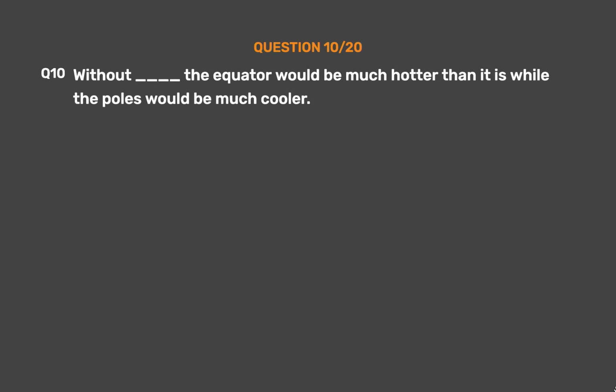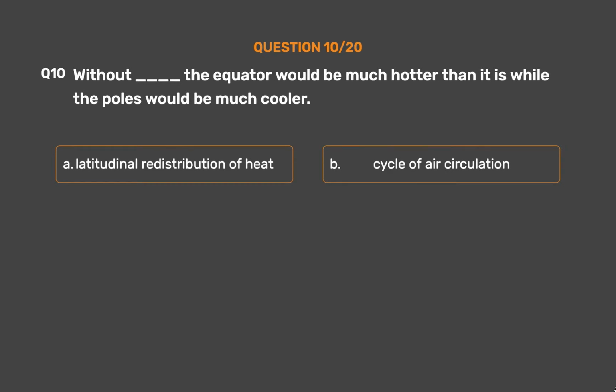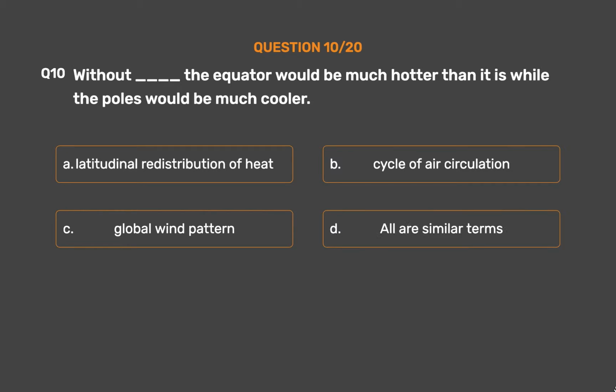Question number 10. Without underscore, the equator would be much hotter than it is while the poles would be much cooler. Option A, latitudinal redistribution of heat. Option B, cycle of air circulation. Option C, global wind pattern. Option D, all are similar terms.